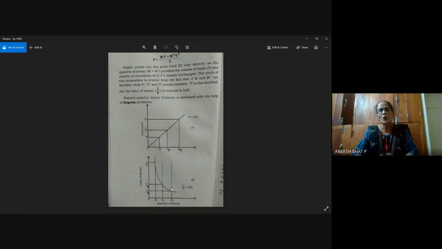In the modern world, the cash balance approach or Cambridge equations are highly popular. So let us discuss Cambridge equations or the cash balance approach in the next class. Regarding Fisher's theory, I'll cover it in the form of notes. Hope you understood this theory. It is simple, and I tried to make you understand. So follow the notes I'll give you. So thank you.